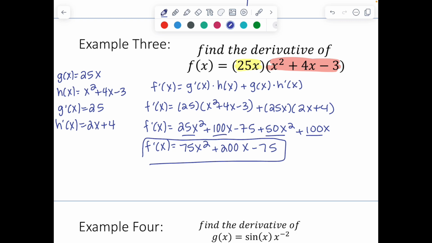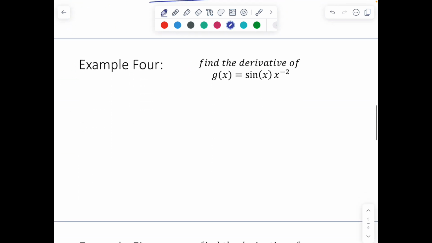Okay, we're going to go into some problems where you actually cannot do it without using the product rule. So for example, sine of x and x to the negative 2 power, there's no way to simplify that where you could get rid of the product. There's no way to combine sine x and x to the negative 2 power anywhere. So I'm going to use my product rule. You guys are welcome to try this on your own.